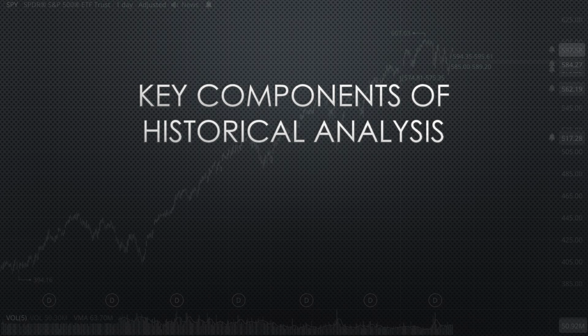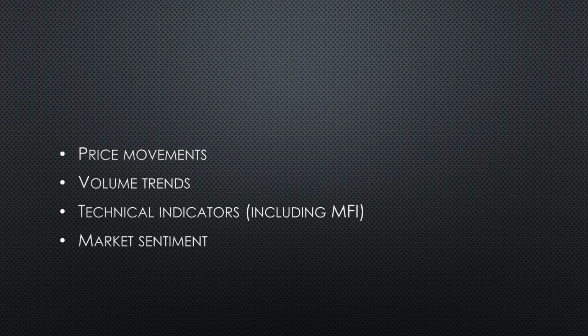Key components of historical analysis. We have price movements, volume trends, technical indicators, including the MFI, and market sentiment. When analyzing historical data, we're looking at a complex interplay of factors. Price shows us where the market has been, volume tells us about the conviction, and technical indicators like the MFI help us identify trends and potential reversals. Remember, market sentiment is the emotional undercurrent driving significant moves.